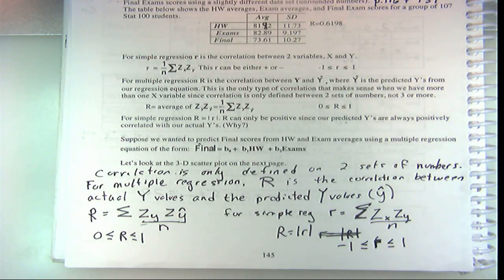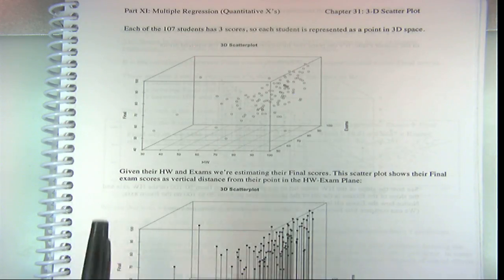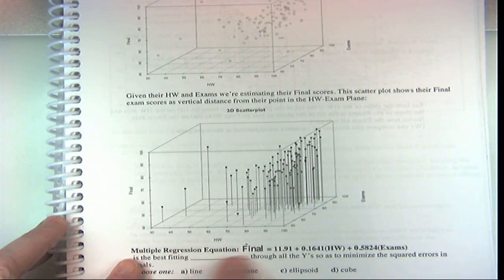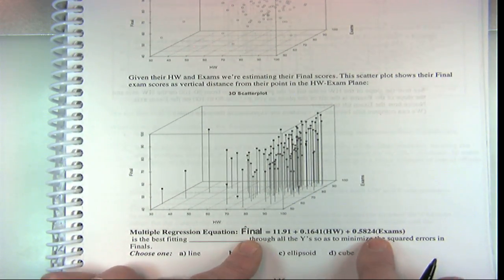Okay, so now let's look at what this looks like in 3D. In 3D space, because now we have, we're no longer aligned, right? We are in 3D space. And so here's the homework, here's the exams, and here's the final. And what we're doing now is we have a multiple regression equation, and this is what the computer gave me, and we can look at it.